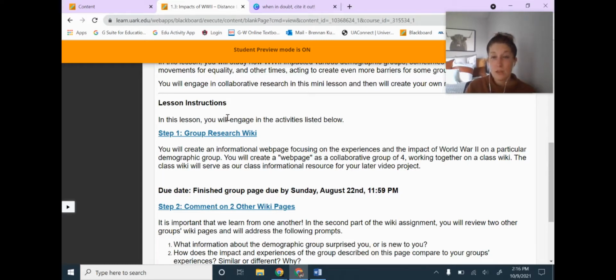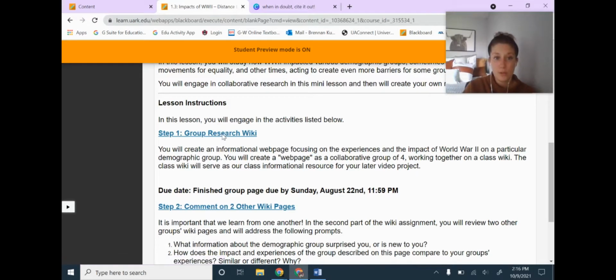So in this project, students are creating a wiki about a demographic group and their experiences in World War II. They do all of their own research. So then the end goal is that we have a whole class repository of information about all of these groups' experiences that we can all learn and grow from for the ultimate other activity in this lesson, which is the independent activity the students will be doing as kind of a final performance task to show their understanding.